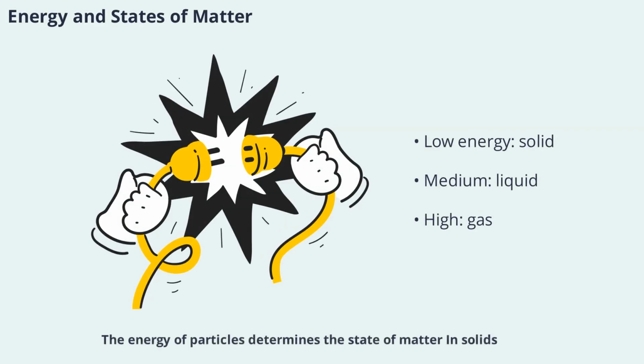The energy of particles determines the state of matter. In solids, particles have low energy and vibrate in place. In liquids, they have more energy and move around. In gases, particles have high energy and move freely. Changes in energy lead to phase transitions such as melting or boiling.